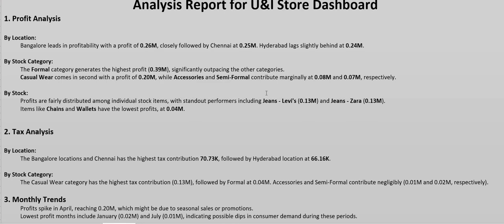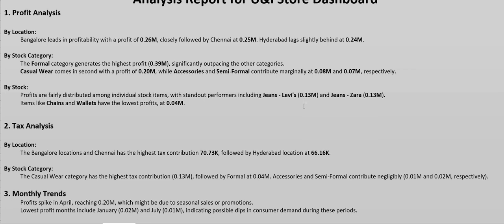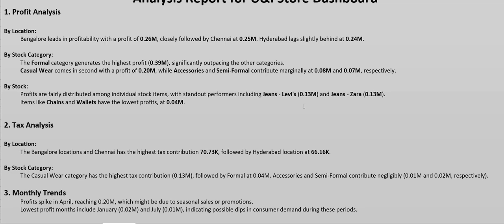If I talk according to stock, profits are fairly distributed among individual stock items, with standout performers including Jeans Levi's, which is 0.13 million, and Jeans Zara, which is 0.13 million. Items like chain and wallet have the lowest profit at 0.04 million.